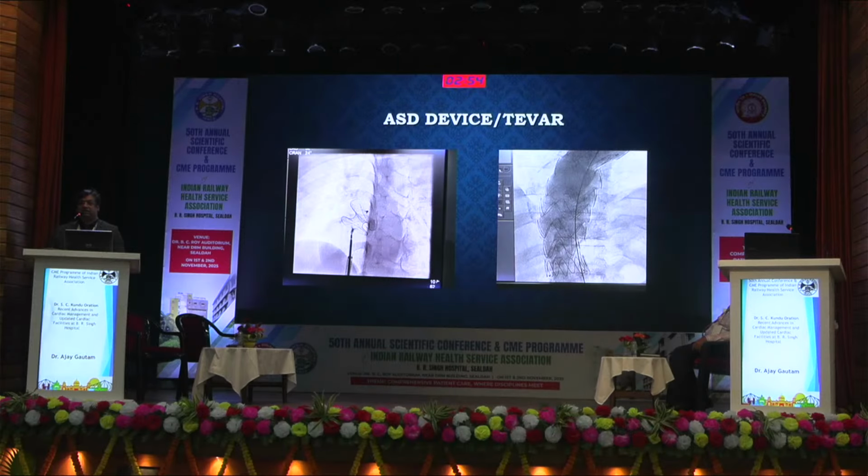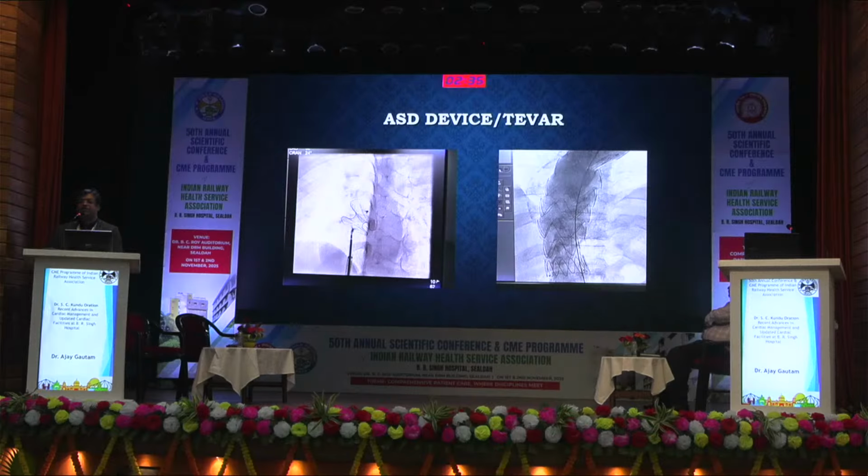This is the classical ASD device implantation method. This is a case of our hospital. It was a 21-year-old boy. On the right side, we did our first aortic stent implantation of a patient with a severe aortic aneurysm.